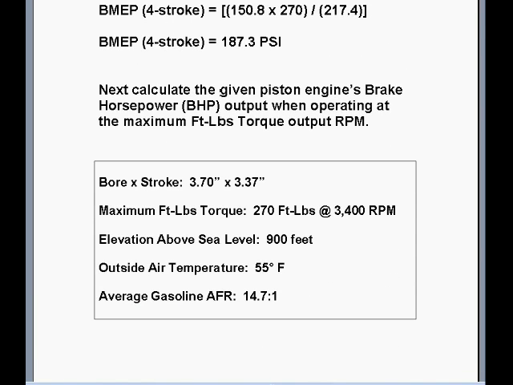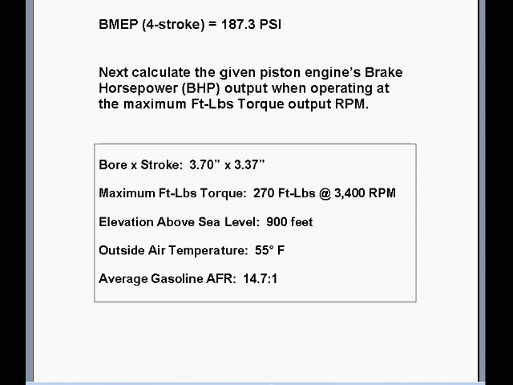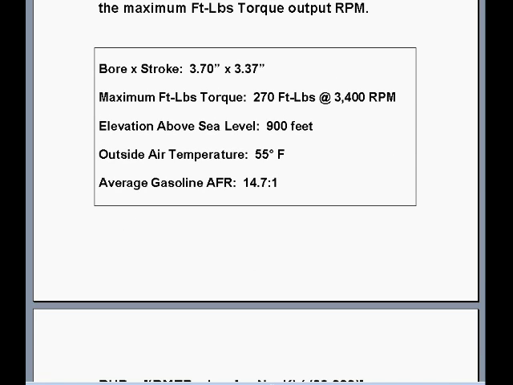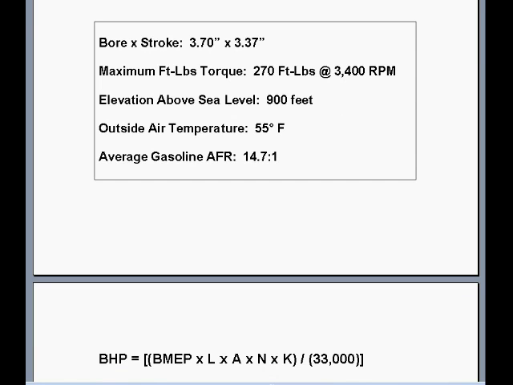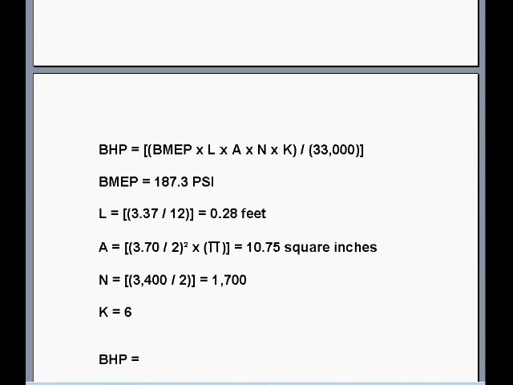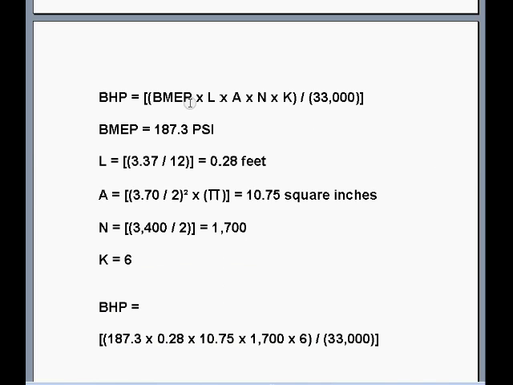Next, calculate the given piston engine's brake horsepower output when operating at the maximum foot-pounds torque output RPM. Again, here are the specs, just to keep an eye on it as a reference. So all we do is we take the BMEP in pounds per square inch of 187.3, multiply it times the piston stroke in feet, which is 3.37 inches piston stroke divided by 12, so 0.28 feet.